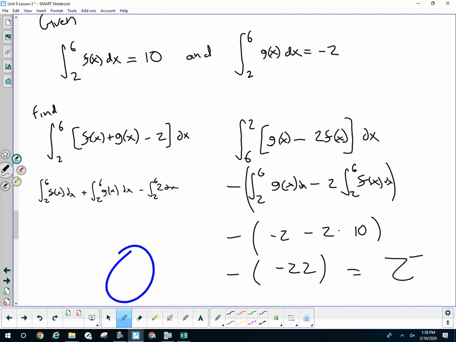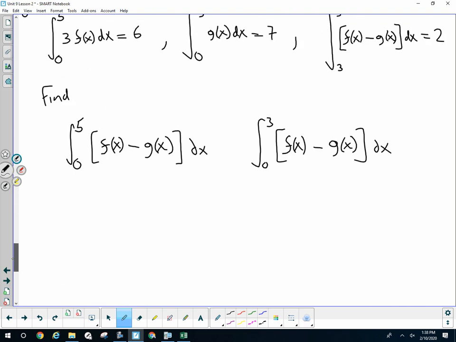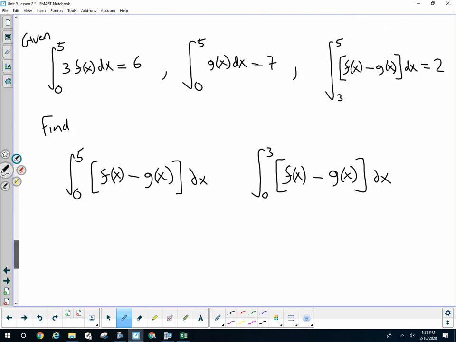Looks like positive 22 is the answer. Okay. Keep going. So we dealt with a situation where I'm giving you stuff about f, then I gave you about f and g. Now I'm giving you information about f, g, and f minus g. All right, do the one on the left.